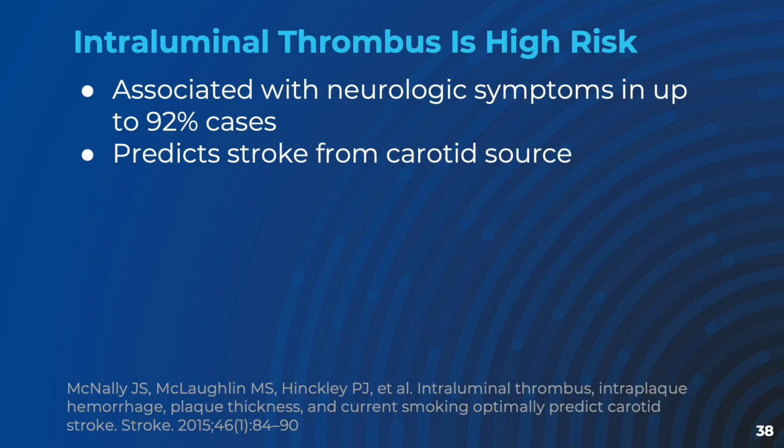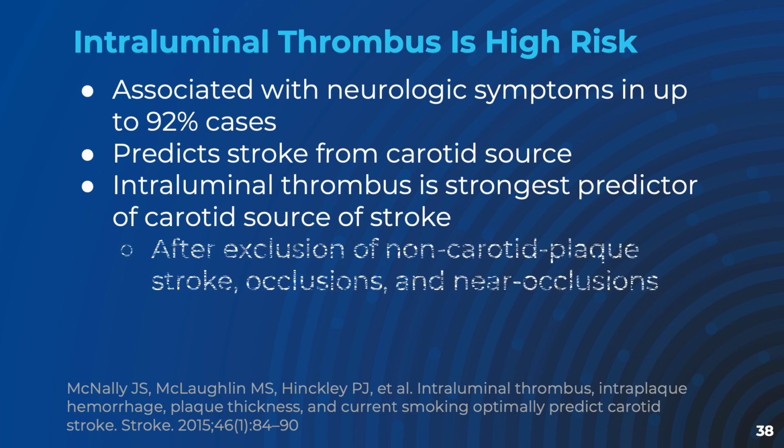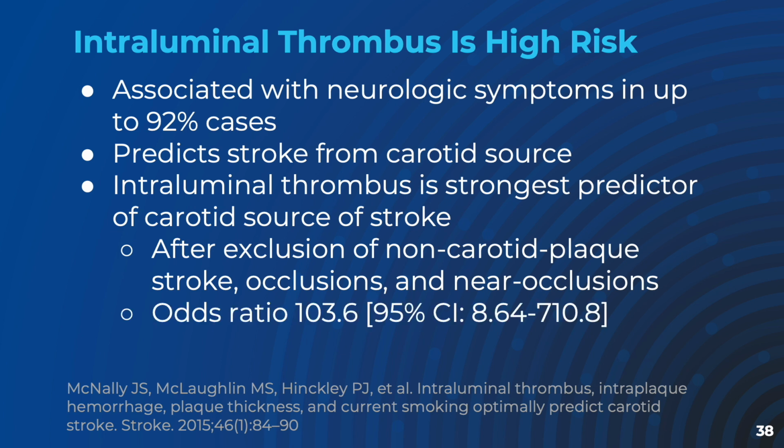Why do we care about intraluminal thrombus? Well, it's very high risk for stroke. It's associated with neurological symptoms in up to 92% of cases in this report from 2015, and it predicts that the stroke is coming from a carotid source. Intraluminal thrombus is also the strongest predictor of carotid source for stroke if one excludes non-carotid plaque causing strokes, a carotid occlusion, or near occlusions. And in instances of intraluminal thrombus, the odds ratio for stroke is 103, and it's statistically significant.